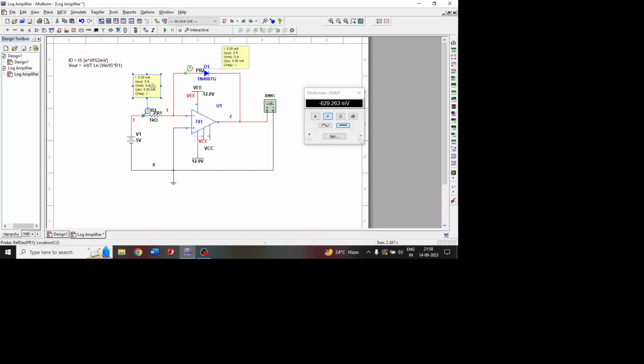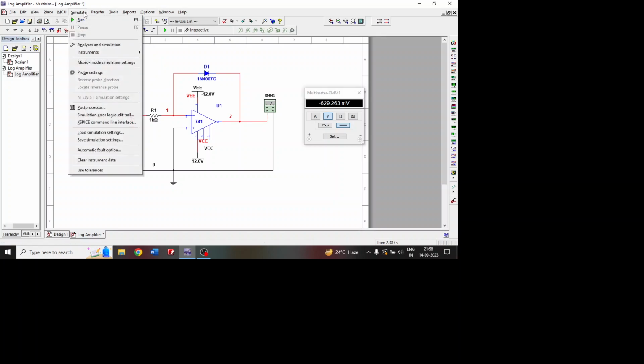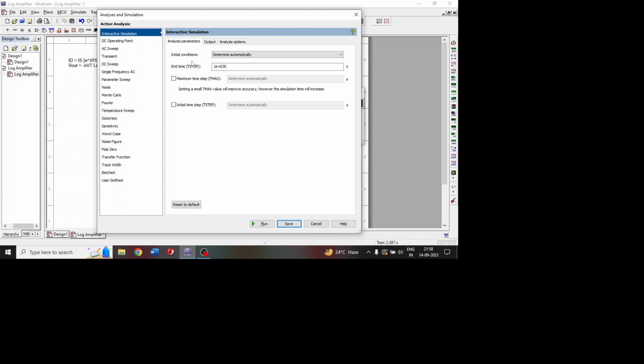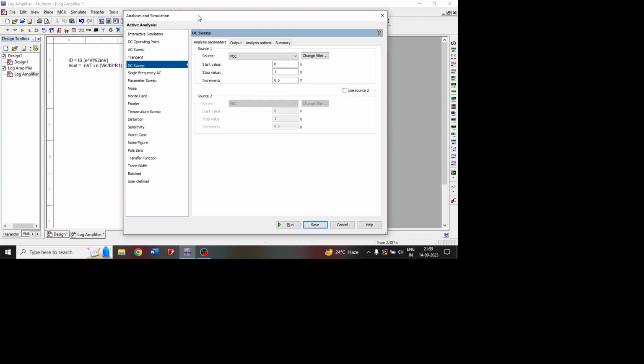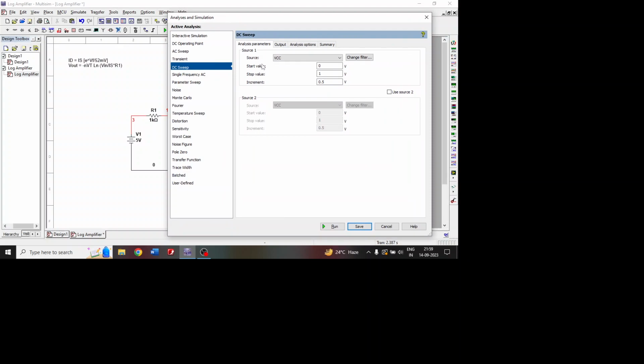Now, let me delete this so that I can avoid the confusion. Let us do the DC sweep, where I vary the input voltage from 0 volts to say 15 volts, or 0 volts to 10 volts. Go to simulate, analysis and simulation, go to DC sweep. Once you go to DC sweep, it will show sources. Since you are having only a single source, VCC and VAE are voltage sources which are connected for the power supply purpose. Now you are applying the input through this DC source V1. So choose V1 here as source 1.